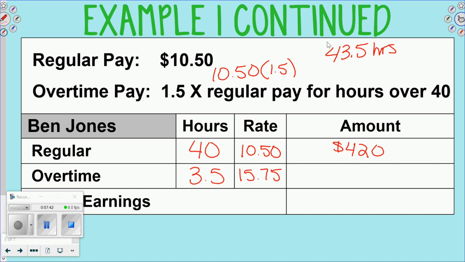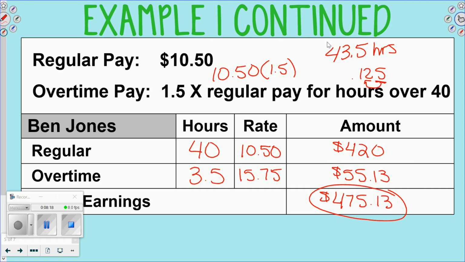So what are you writing for that? $55 and it says 0.125. Maybe 1.3, right? 0.125. That 5 is going to round that 2 up to a 3. Watch the change, guys. We need 2 decimal spots. Okay, and then my total earnings. We just need to add those together, right? So all together, we made $475.13. Before taxes, of course.